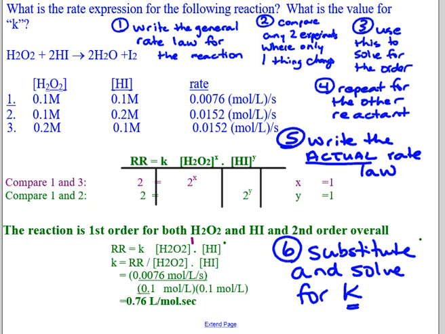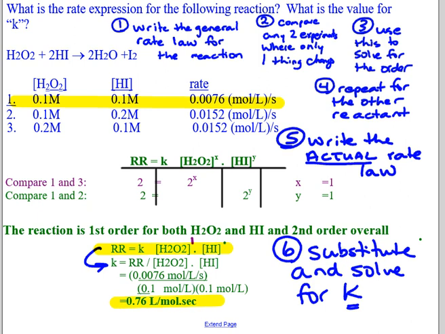Finally, step 6, we can substitute any experiment, be it 1, 2, or 3, any of the data we have, into this rate law and solve for K. I chose to rearrange my formula first to solve for K, but you can plug the numbers in and then collect like terms. It makes absolutely no difference. We now have a mathematical formula, and we have a list of data that we can plug in that leaves only one variable, and that's K. Substituting the numbers into the rate law and rearranging to solve for K gives me a value of 0.76.